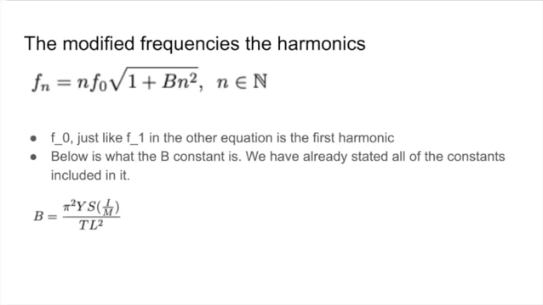Keep in mind f naught is still the frequency of the first harmonic, it just looks a little bit different because of slightly different math, but physically it is the same as f1 in the other equation. Below is what the B constant is, and we have already stated all the constants included in it. The math is not quite as simple here and would result in quite different solutions that would just cause confusion if I went ahead and did the steps. So hopefully my voice has been soothing enough to be trustworthy.